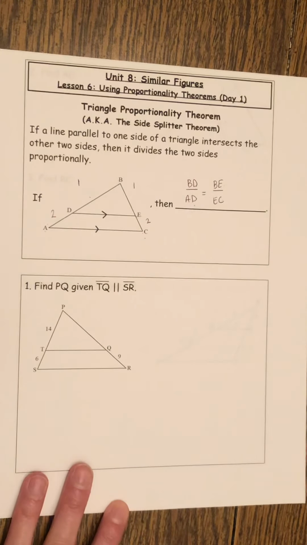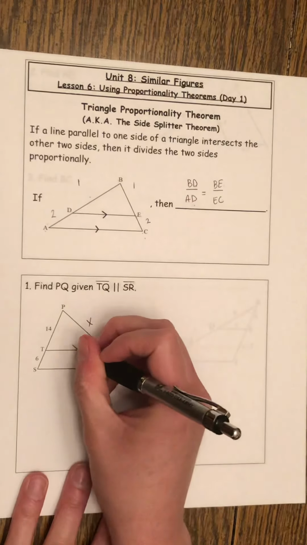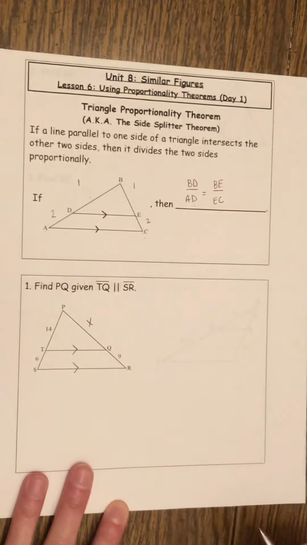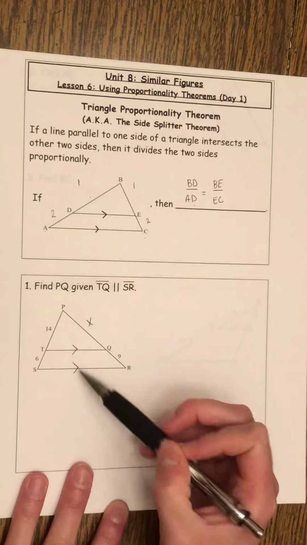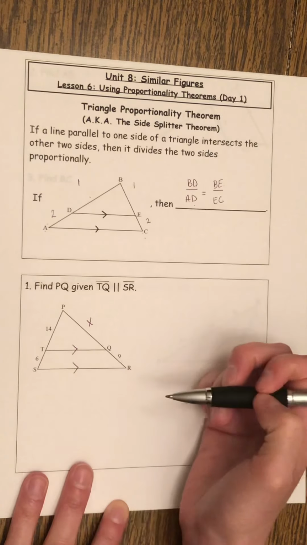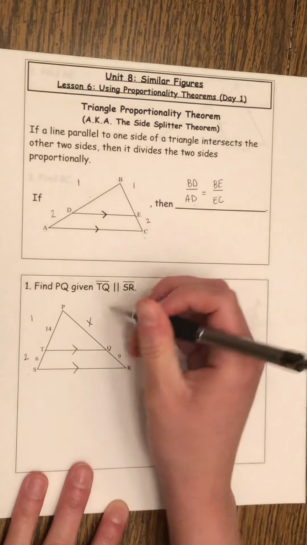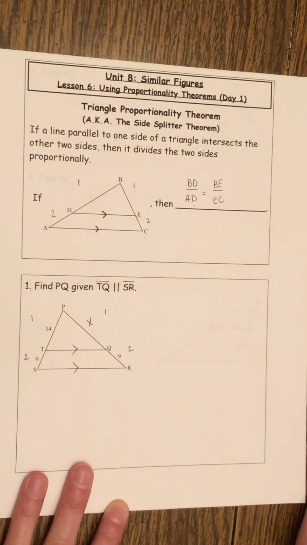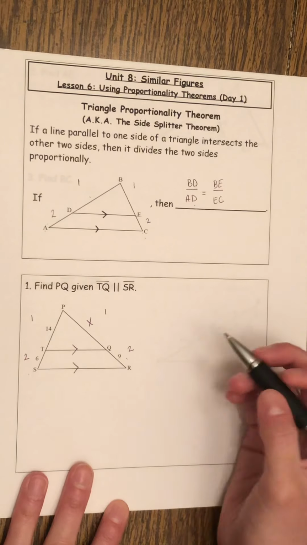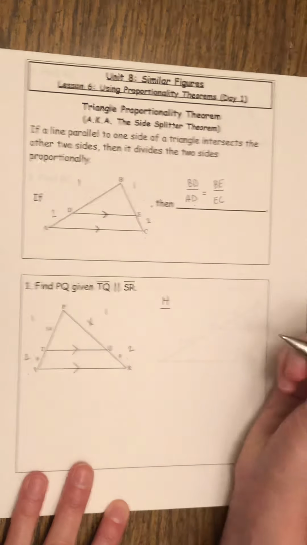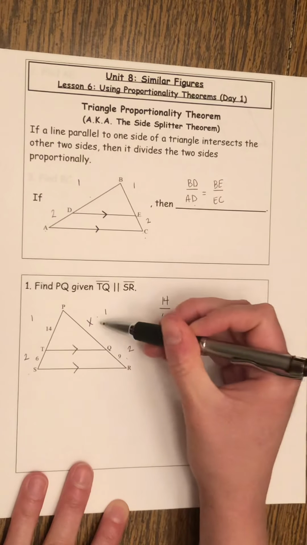So if we move to the next example, it says find the length of PQ. PQ is here. We want to find the length given TQ is parallel to SR. So we have a triangle, a segment intersecting two sides of the triangle, and it's parallel to the third side. TQ breaks up the first side into two parts, and it breaks up the second side into two parts. So we're going to put the two parts into a ratio and set them equal to one another. The first part of the first side is 14. The second part of the first side is 6. We're going to set that ratio equal to the two parts of the second side.